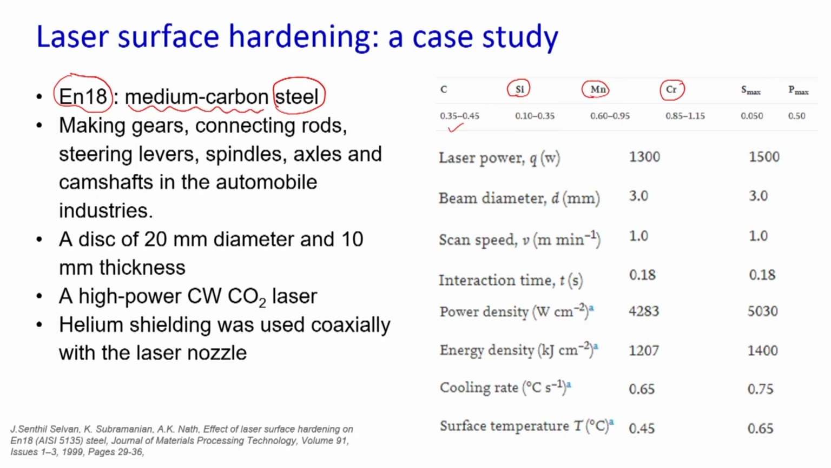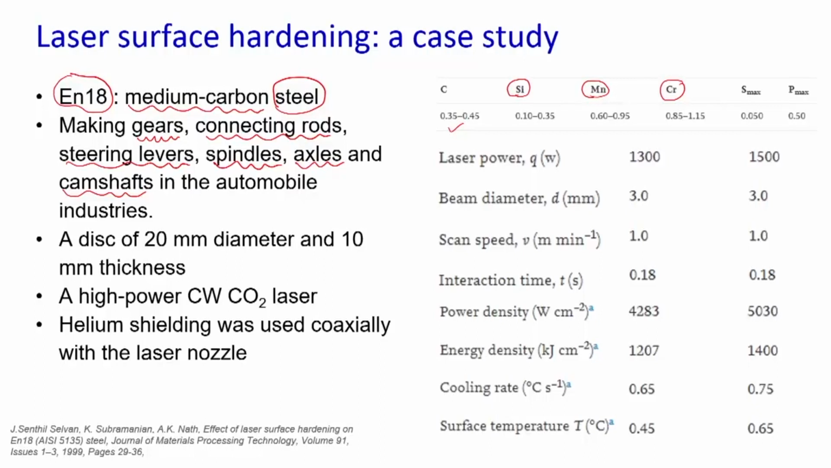This is a very useful industrial material and it is used to manufacture gears, connecting rods, steering levers, spindles, axles and camshafts. So, all these parts are required to build up a mechanical system, a manufacturing system in which precise components are needed to have the desired movements of the linkages, desired application of forces in the mechanism.